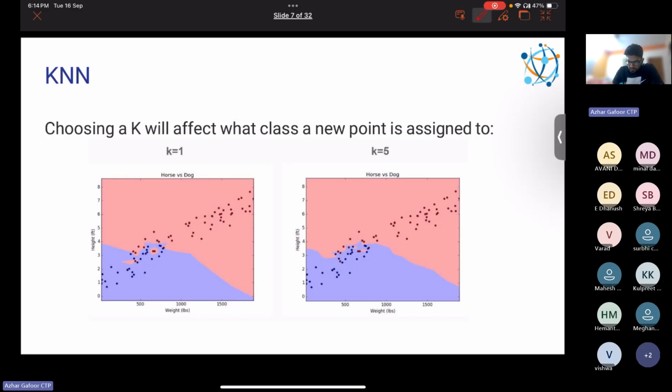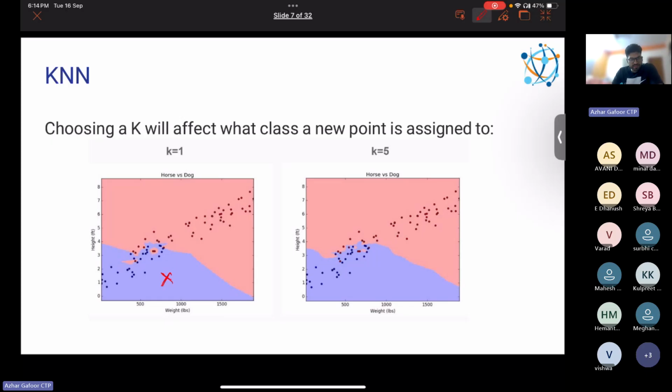So in this case, we have more data to see how different k will affect. So if k is equal to 1, we can see that all these red areas, wherever the new data point comes, it will be classified as a horse. And if it is a blue area, if some points come to be in the blue area, it will be classified as a dog.